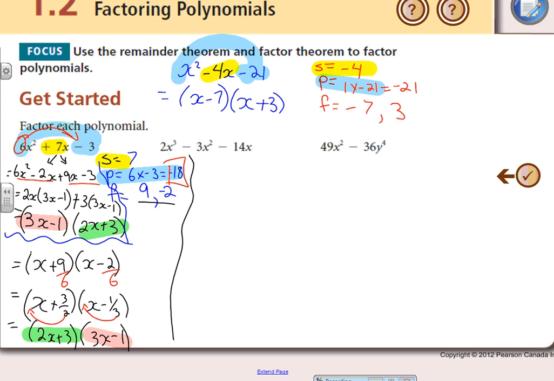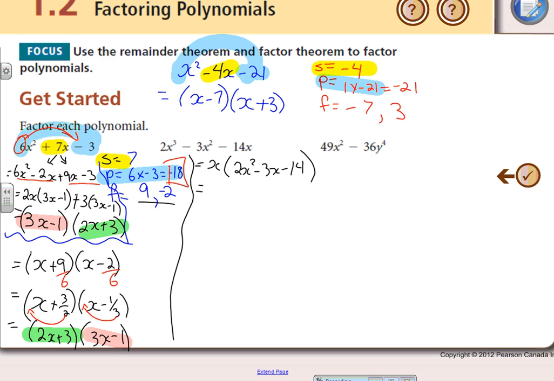Looking at the next one. Again, the first thing that you've got to do is pull out any GCFs. I do have a GCF here. I could pull out an x out of all of them. So it's going to be x times 2x squared minus 3x minus 14.